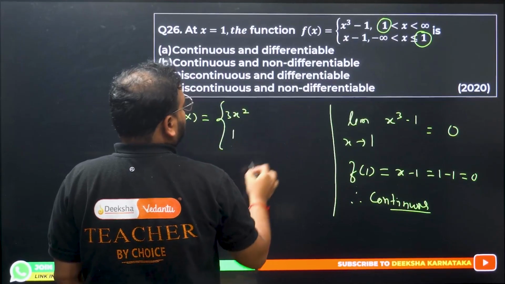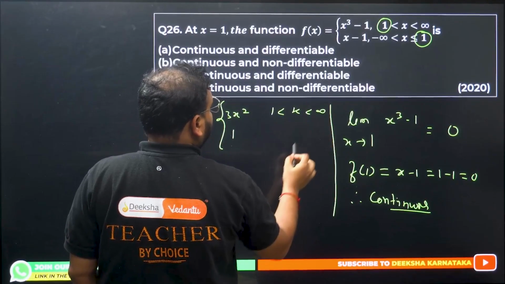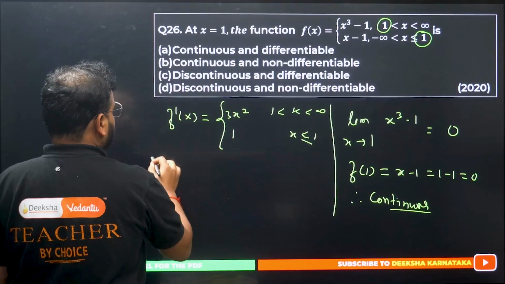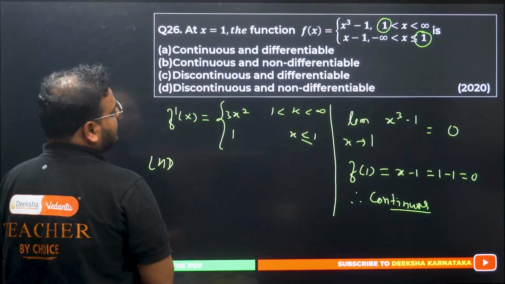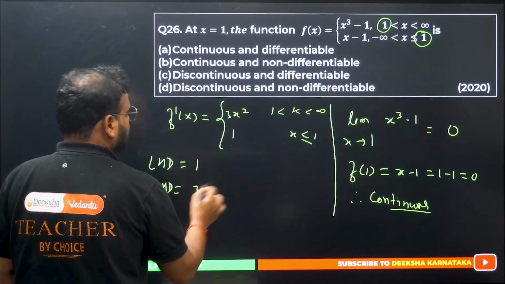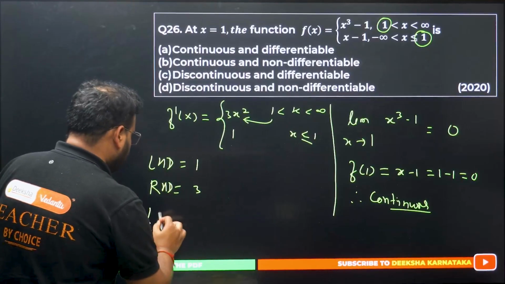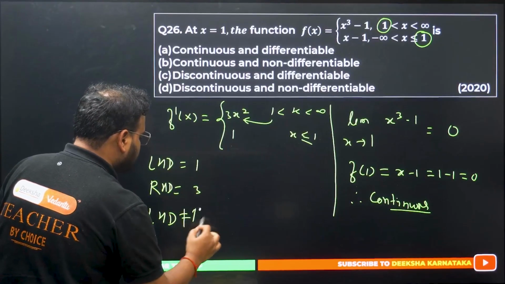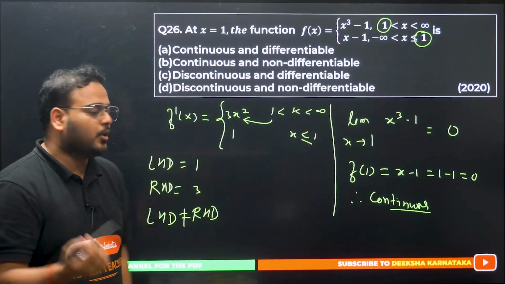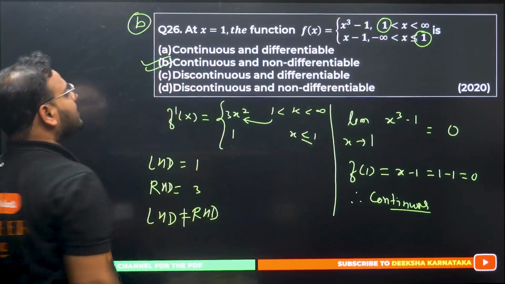If you apply the same conditions, 1 less than x till infinity and x less than or equal to 1, what do you get? Your LHD is coming as 1, whereas your RHD is coming as 3. Put the value of 1 in 3x square, you get the value as 3. So you can see here LHD is not equal to RHD. The left hand derivative and right hand derivative are not equal, it means non-differentiable. So the answer will be option B.